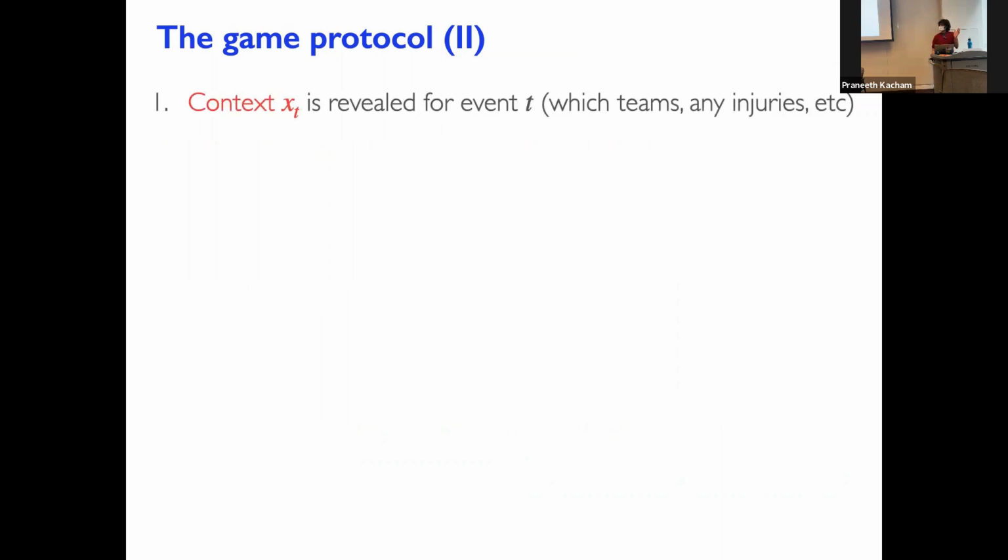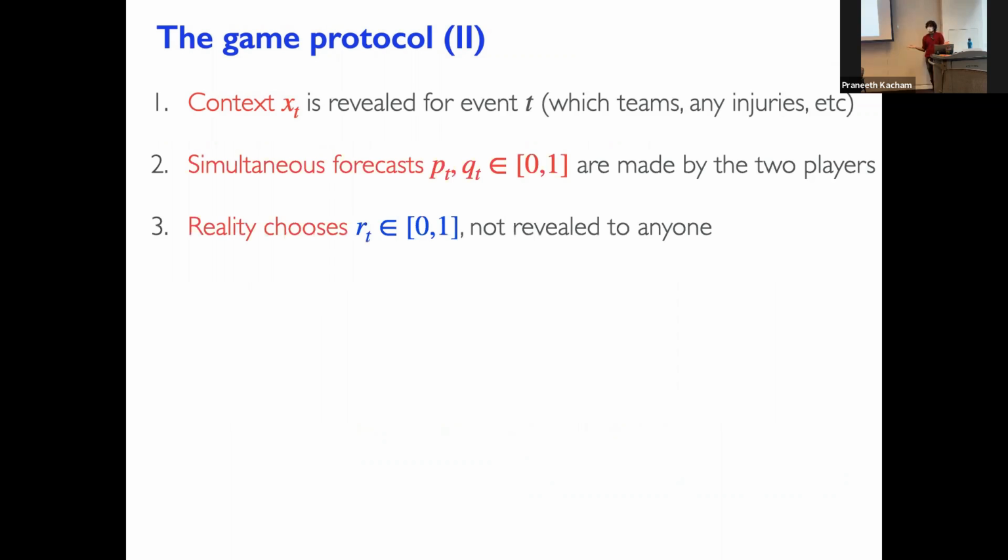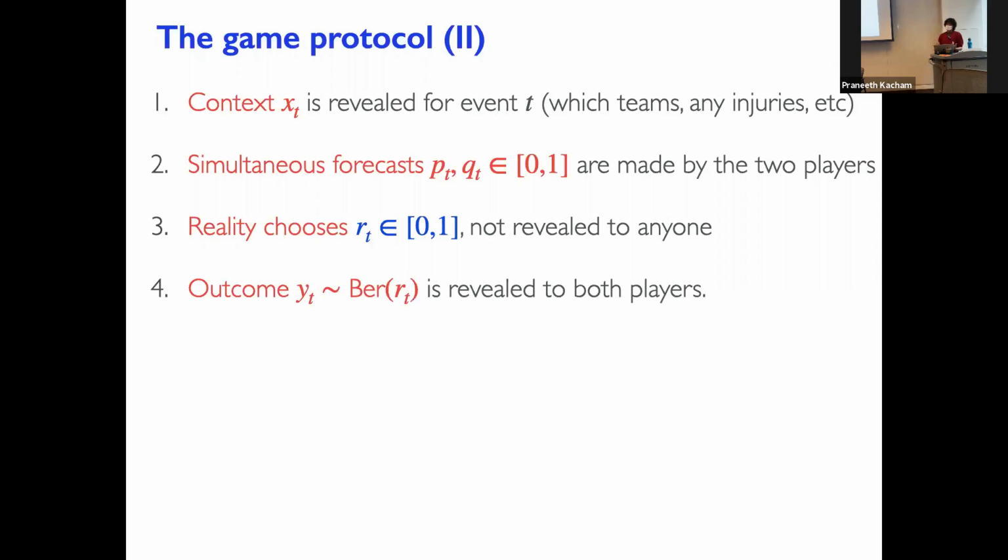As before, context XT is revealed, and these forecasts are made by both players. But now we imagine, and this is totally imaginary, such a thing doesn't exist in reality, that there's another player called reality that chooses RT in [0, 1]. This is not revealed to anybody, not to the data scientist looking at the data, not to the players. This is just hypothetical and it's in our minds. Imagine that the outcome YT was generated according to Bernoulli(RT), and that's what is revealed to both players. Both players only see YT, and this reality is just entirely fictional in the middle.